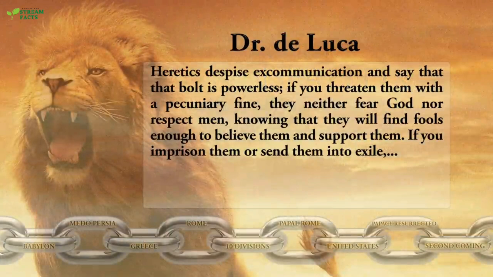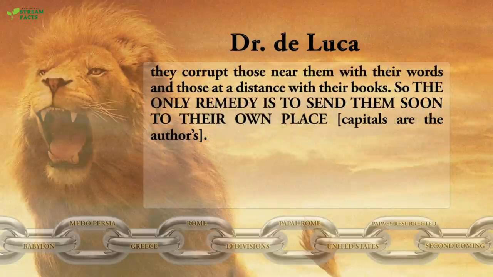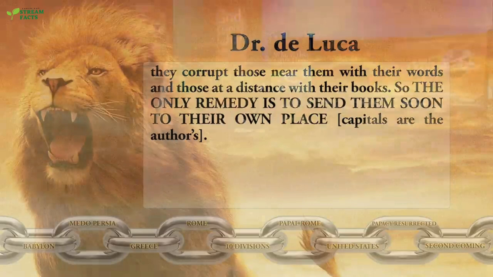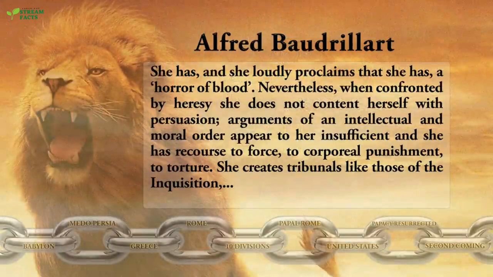He further remarked the following. "Heretics despise excommunication and say that that bolt is powerless. If you threaten them with a pecuniary fine, they neither fear God nor respect men, knowing that they will find fools enough to believe them and support them. If you imprison them or send them into exile, they corrupt those near them with their words and those at a distance with their books. So the only remedy is to send them soon to their own place." And of course, the question is, what is their own place? Well, he explains by quoting Tanner in the next statement. "The civil magistrate, by the command and commission of the church, ought to punish the heretic with what? With the penalty of death."